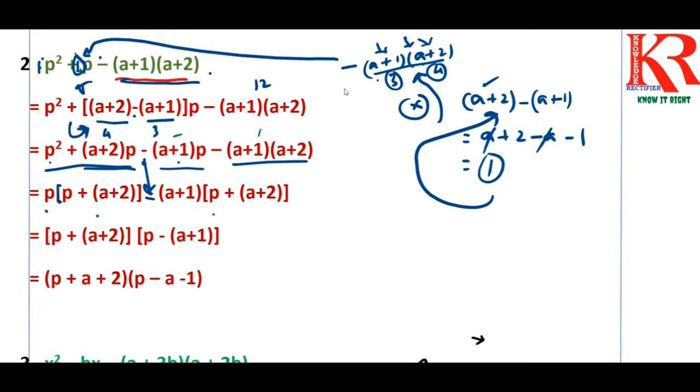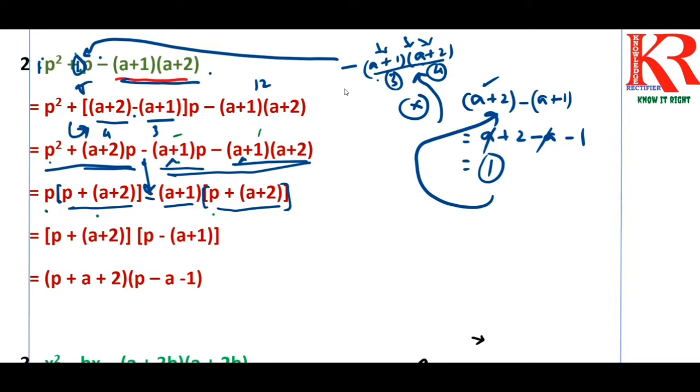Okay, and then a plus 1 and a plus 1 are common. Where is the common? A plus 1 is common. So a plus 1, if you take common, then inside the bracket what will be left? Whatever was in front will be left.